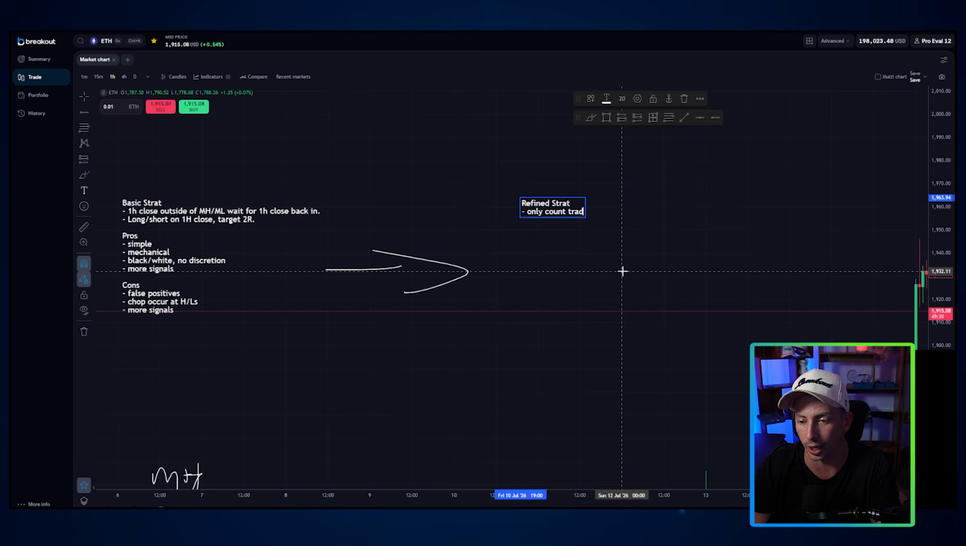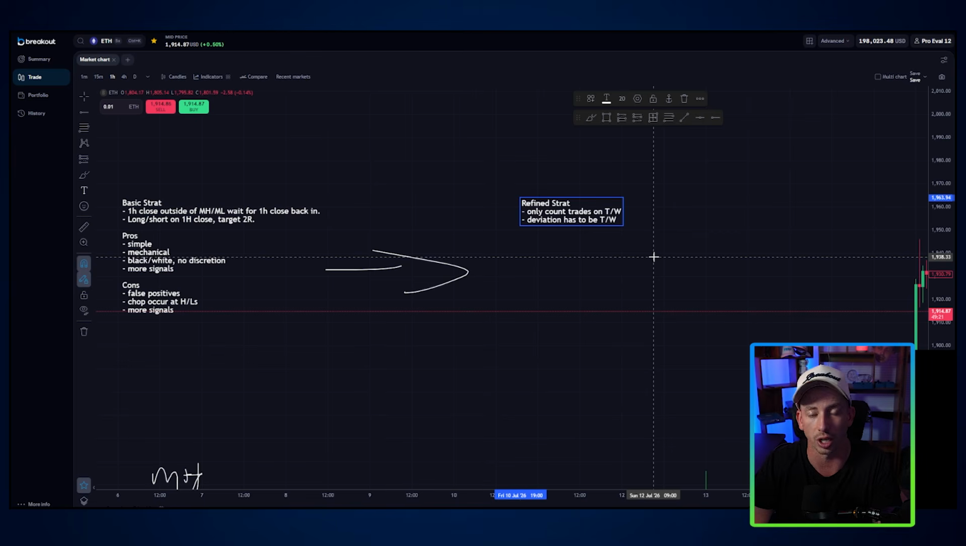Only count trades on Tuesday and Wednesday. Meaning if that deviation doesn't occur on Tuesday or Wednesday, it's irrelevant. If it happens on a Thursday, happens on a Friday, you're not taking that trade. Look for additional PA confluence.